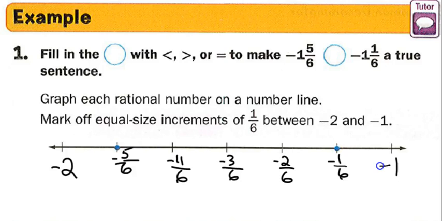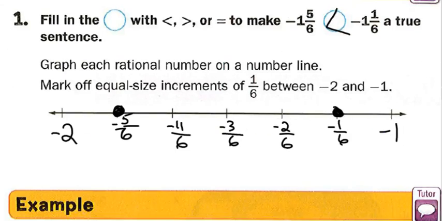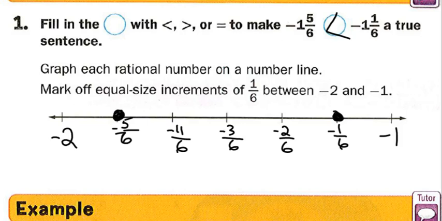And then next thing we're going to do is mark both of those values. So we're going to mark negative 1 and 1/6, which is right here. And then we're going to mark negative 1 and 5/6, which is right here. And we're going to say which one's bigger. Well, it looks like negative 1 and 1/6 is larger because it's to the right. So we would say negative 1 and 5/6 is less than negative 1 and 1/6. And that would make it a true statement.